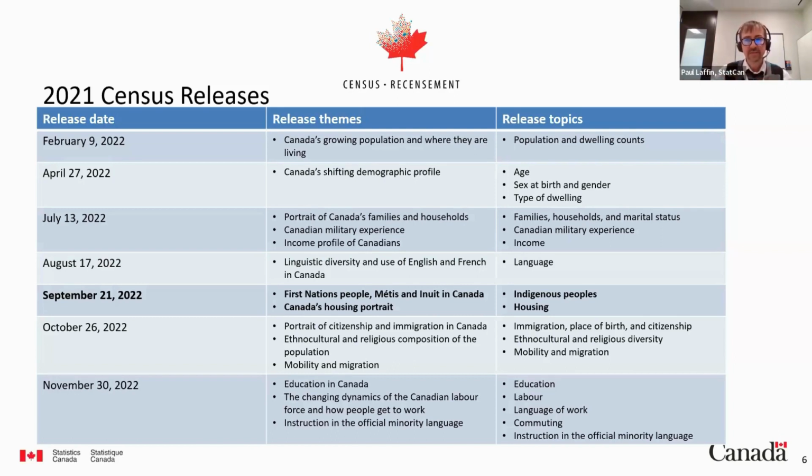There are still releases happening. What you find now is mostly our own internal analysts within StatCan taking a look at the data and providing some of their insights and their stories. So that's the bulk of what you're seeing today and going forward with regards to data from the 2021 census.